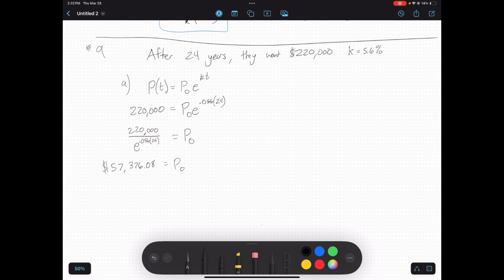Recall, and this is a good little reminder about present value, that you can actually calculate this using present value by just switching it to a negative exponent. You can solve this by plugging the future value in as your starting point and then working backwards. So negative 0.056 times 24, and that'll give you the same value.